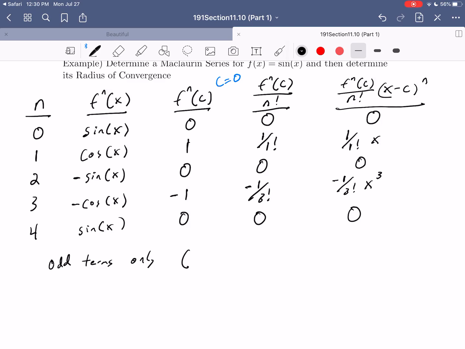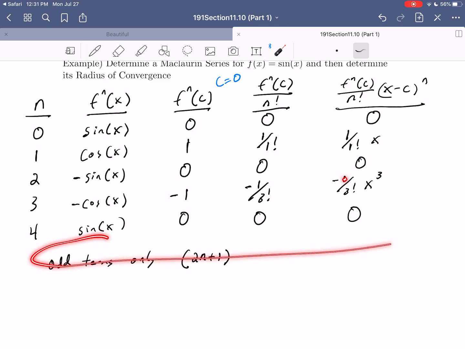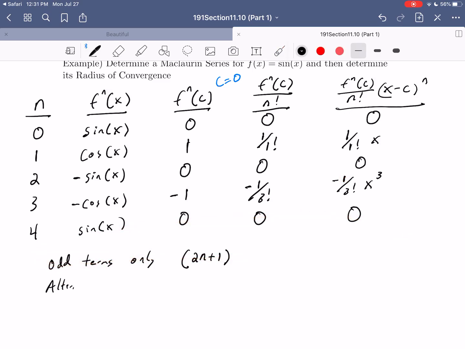How do we represent odd numbers? Well, if we plan on starting from n equals 0, then the easiest way to represent an odd number is 2n plus 1. So notice that we're only getting the odd factorial and the odd exponent. So that means we want to use 2n plus 1 for those factorials and for those exponents. We can also see that we got positive, negative. If we did another one, we'd be back to positive. So we also have alternating terms.